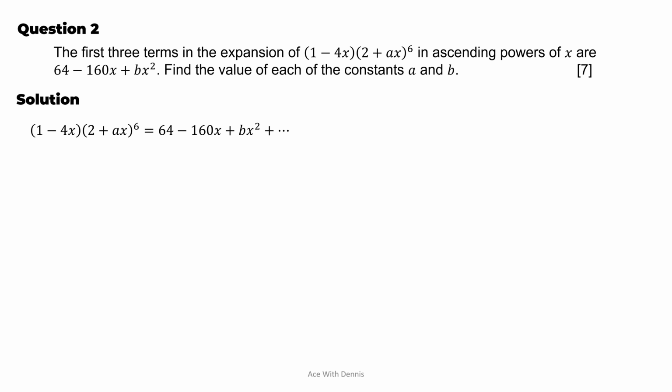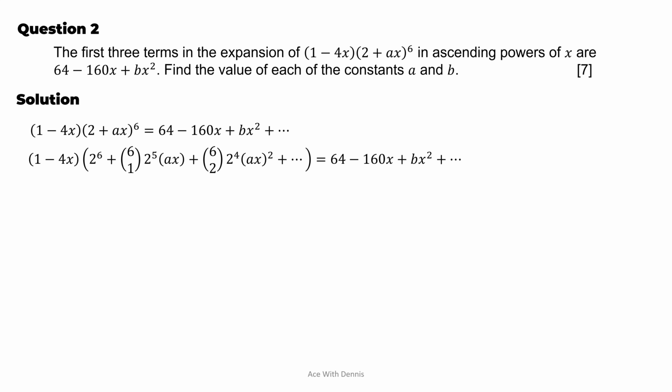First, it is given that 1 minus 4x times 2 plus ax to the power of 6 equals 64 minus 160x plus bx squared plus so on. So first we apply the binomial theorem formula. For the bracket 2 plus ax to the power of 6, we get 1 minus 4x times 2 to the power of 6 plus 6 choose 1, 2 to the power of 5, ax plus 6 choose 2 times 2 to the power of 4 times ax squared plus dot dot dot, equals 64 minus 160x plus bx squared plus dot dot dot.